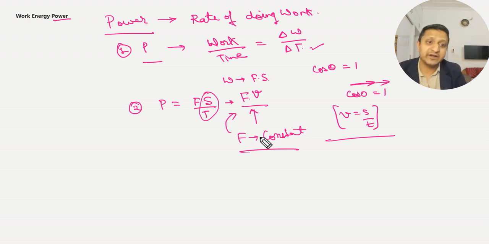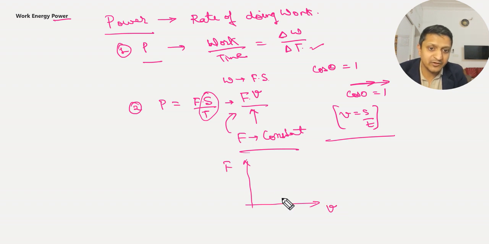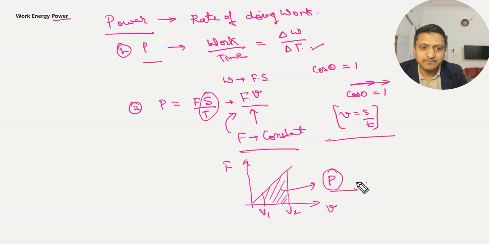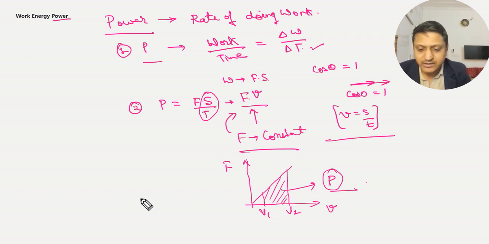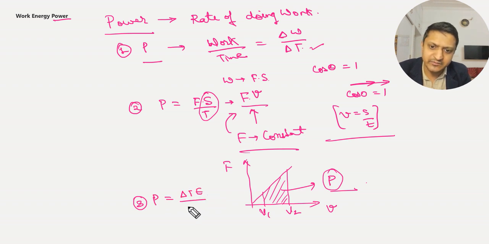Now, if F is variable, how will you solve it? There will be some graph given to you, with force on one axis and velocity on the other, where force is increasing and velocity is increasing. Now the area under the curve, from velocity 1 to velocity 2, will give you the power. So the topic is completed for power also. And for energy, we will use power equals change in total energy by total time.